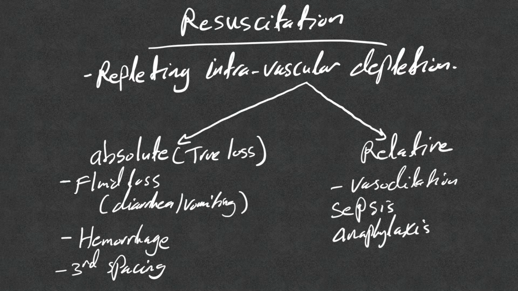Let's start with resuscitation. Resuscitation means repleting the intravascular volume depletion, and this can be absolute, where there is a true volume loss like fluid loss in diarrhea, vomiting, hemorrhage, third spacing like in acute pancreatitis, or relative, mainly because of vasodilation as happens in sepsis and anaphylaxis. So this is relative volume depletion.